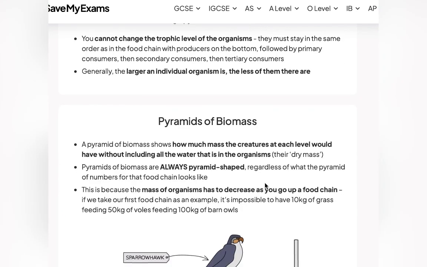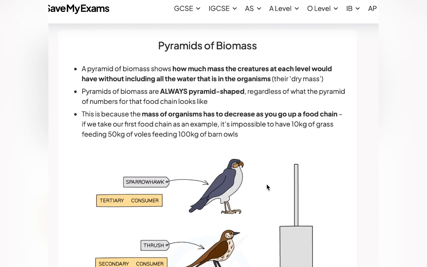Now let's go to the second type of pyramid, which is called the pyramid of biomass. Okay, so we are through with the pyramid of numbers, just using numbers to represent the different trophic levels, how many organisms you have at each level. A pyramid of biomass shows how much mass the creatures at each level have. Okay, dry mass. Here we're talking about the mass of the organism, not the number of organisms.